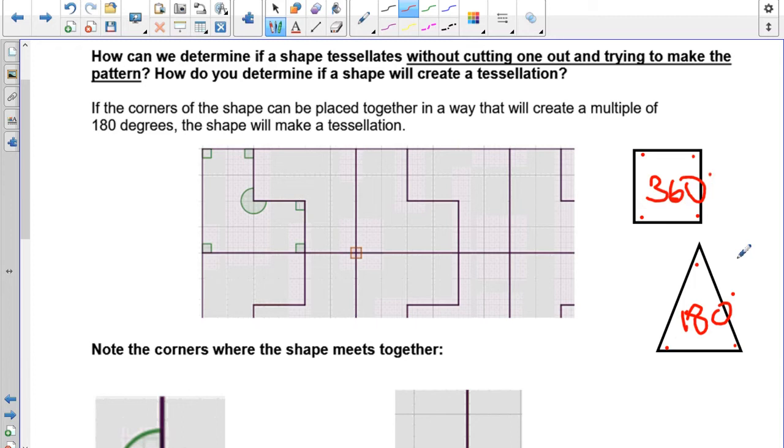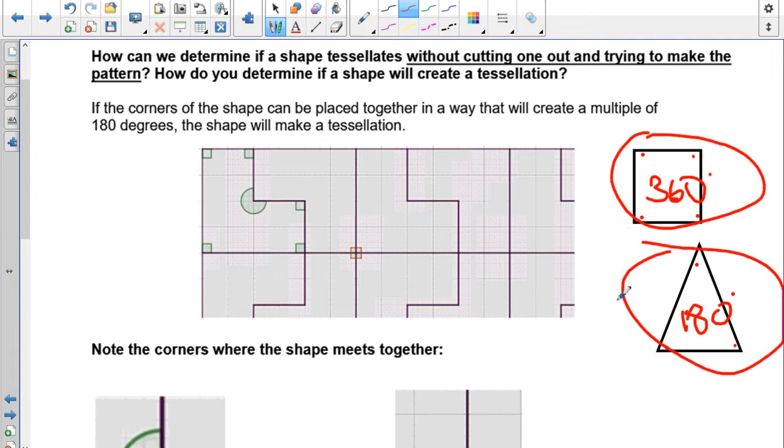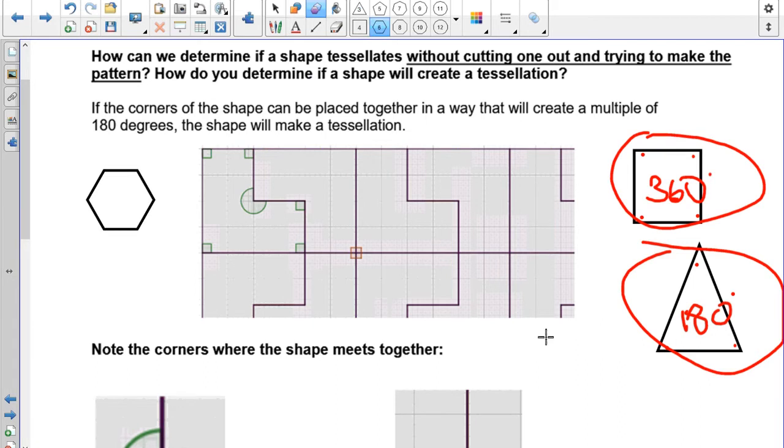So that means that this is 180, this is 180 times 2, so we know this tessellates and this tessellates. Well, what if it's not a rectangle? What if it's not a triangle? So what I have here is what's called a hexagon. Now, this is your regular hexagon that you think about, right?